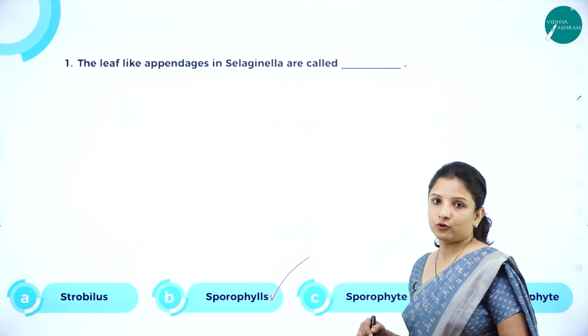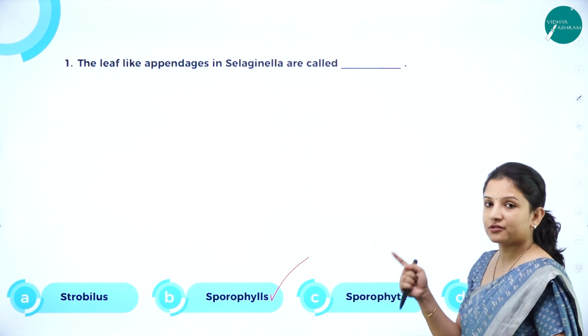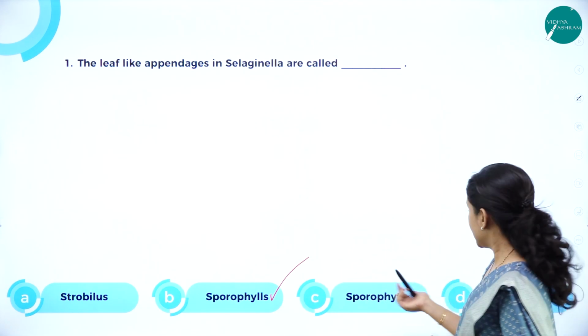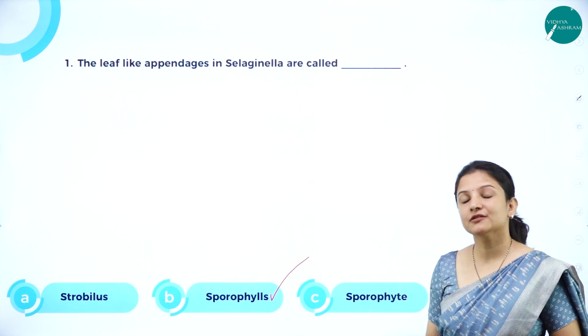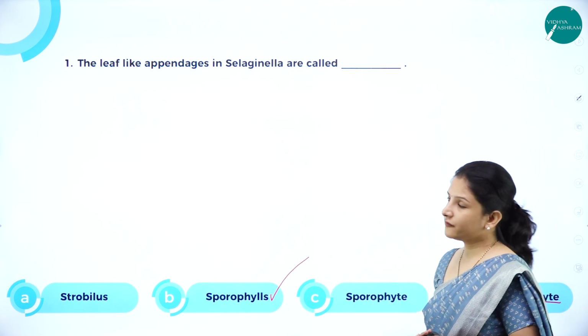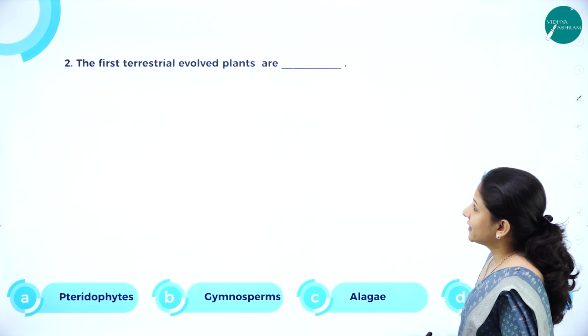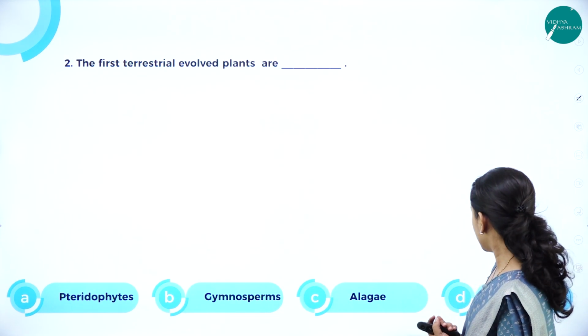Is it sporophyte? No. Sporophyte means that part of the plant body that produces the spores is called as the sporophyte. Is it gametophyte? No. That part of the plant body that produces the gametes is called as a gametophyte. So therefore, they are not the right answer. The answer is sporophylls.